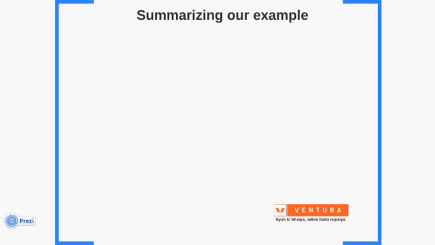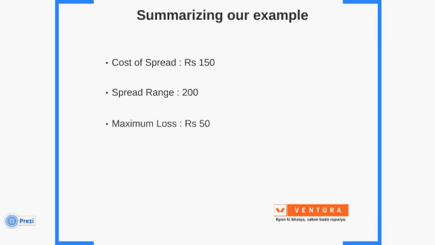Now let's summarize our example. The cost of spread is 150, which is the net premium received. The spread range is the highest strike minus the lower strike, which is 6,200 minus 6,000, which is 200. The maximum loss is 50 rupees, which is the spread range minus the cost of spread. The maximum profit is 150, which is basically the net premium received. The break-even point is 6050, which is the highest strike minus the cost of spread.